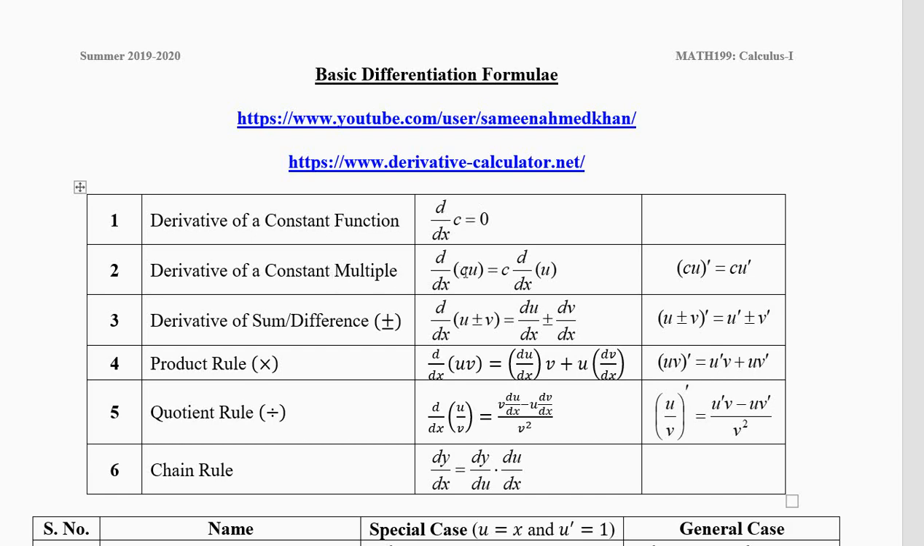Now when you multiply a function with a constant, again c is any real number, this c comes out and you just differentiate. You can write it in the short form: cu whole prime is c times u prime. This you can infer from the definition of the derivative, the limit definition.